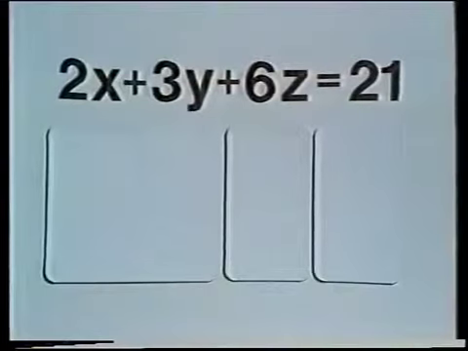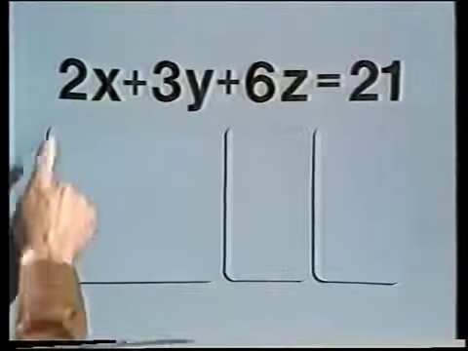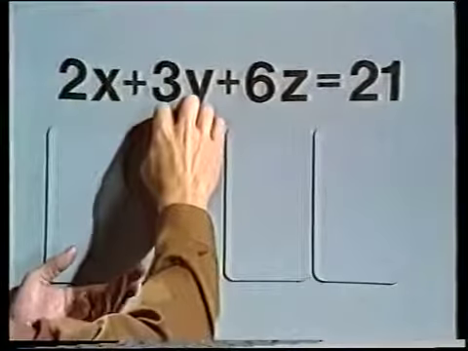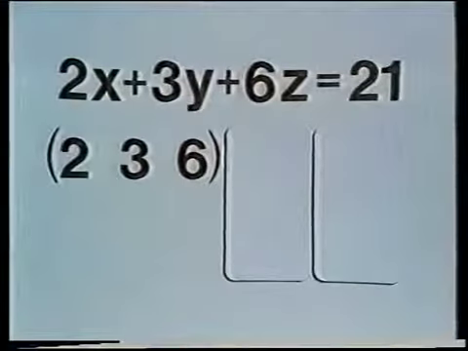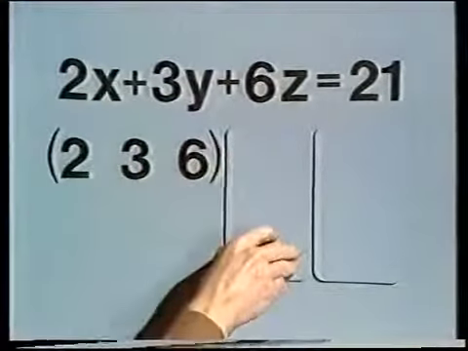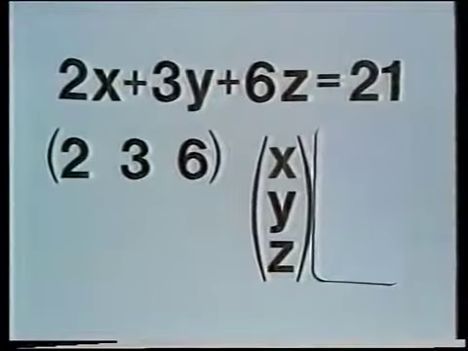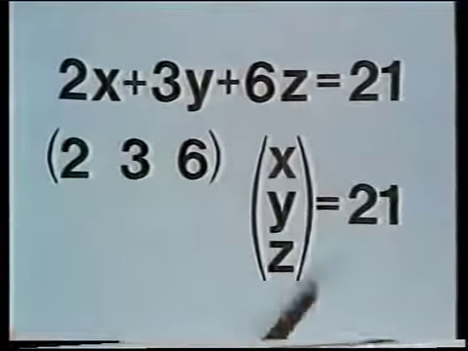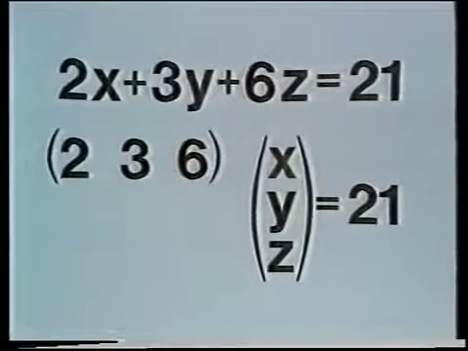And what that means is that we can write this equation in matrix form. We can write the coefficients 2, 3, 6 as a row matrix, the variables x, y, z as a column matrix, and the equation just takes the form of that matrix product equal to 21.